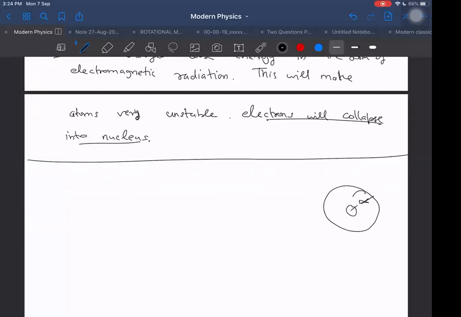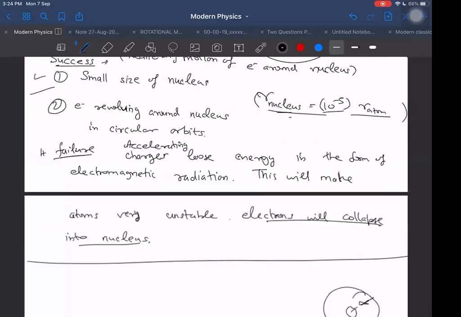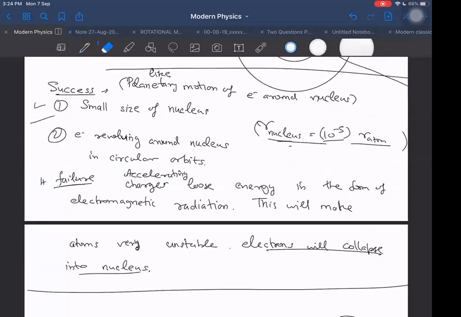You are not even paying attention to what I'm saying again and again. Are you even paying attention to that? I am saying that accelerating charges lose energy. Are you even listening to this, or are you even thinking about it? What does it even mean? You are completely ignoring it, as if nothing is written here.